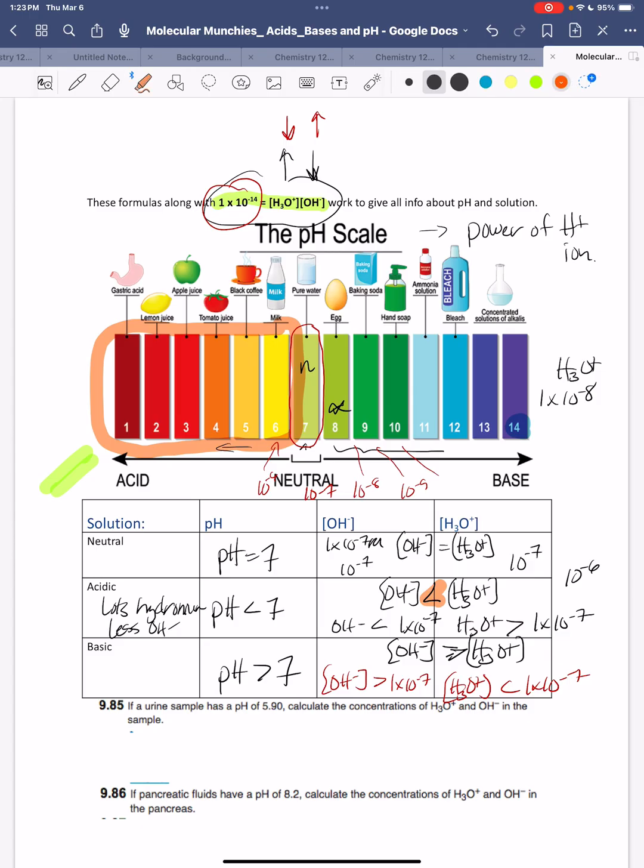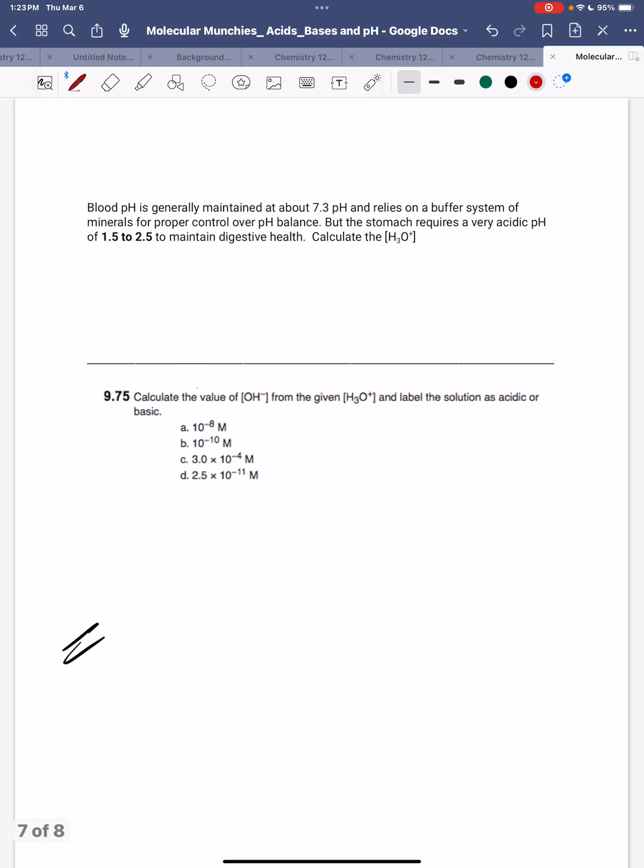You'll notice that those inequalities just switch sides, right? So basically you have lots of OH minus and very little H3O plus. So lots of OH minus and less H3O plus. That's what makes a solution basic, okay? So that's the basics of the solution. That's the basics of the formulas that we need. And so how do we use those formulas? That's what I want to show you in the next couple of examples, and then I'm going to have you guys practice.